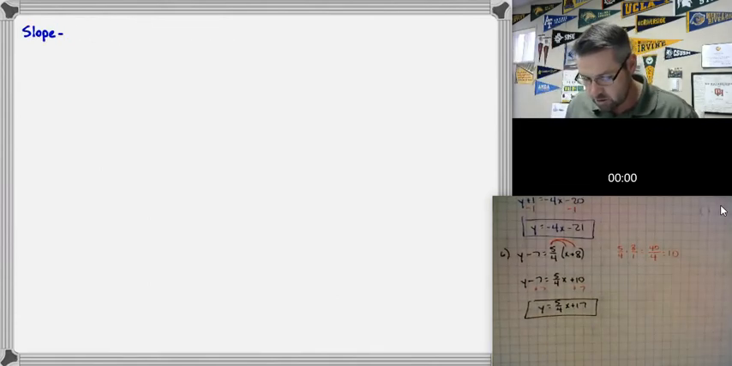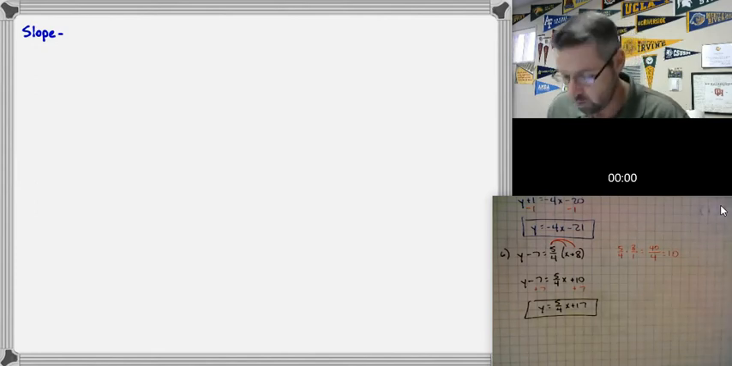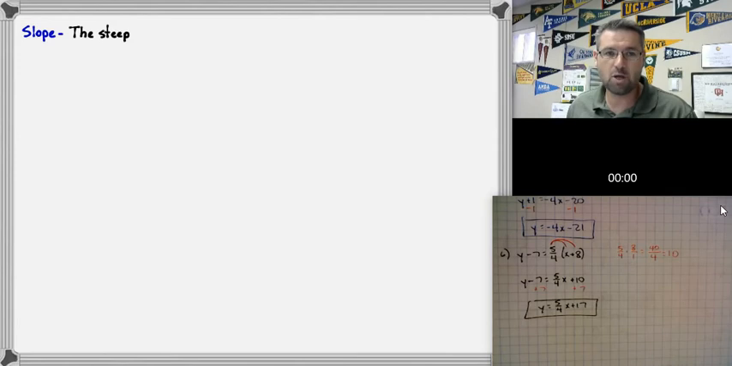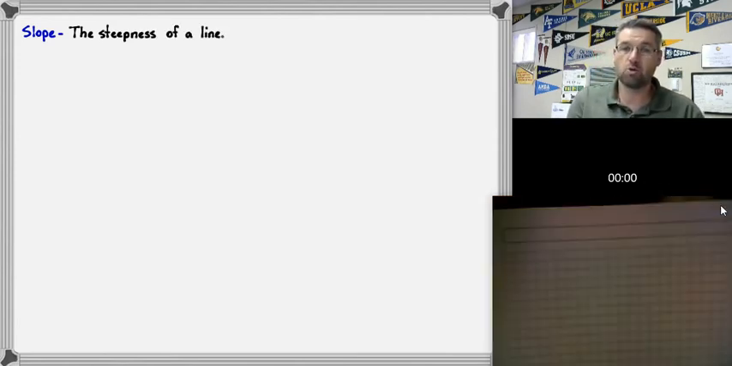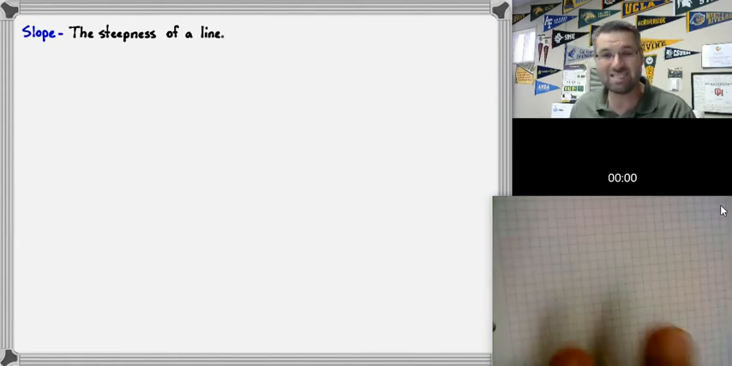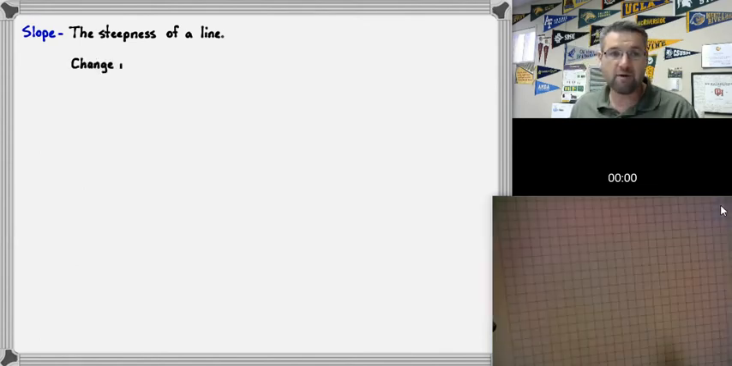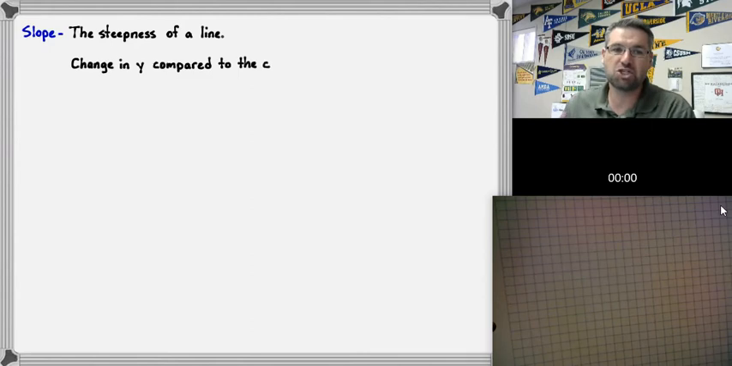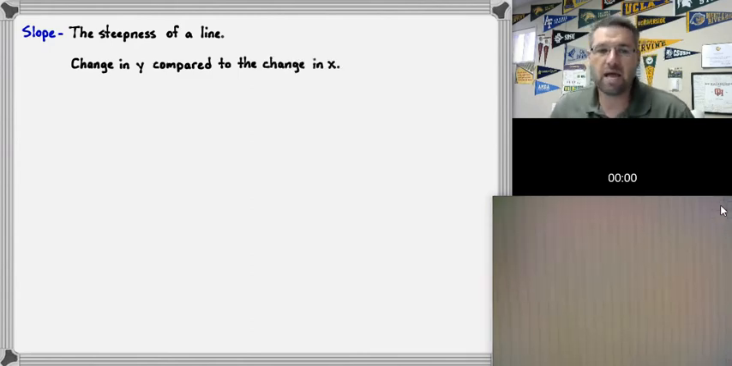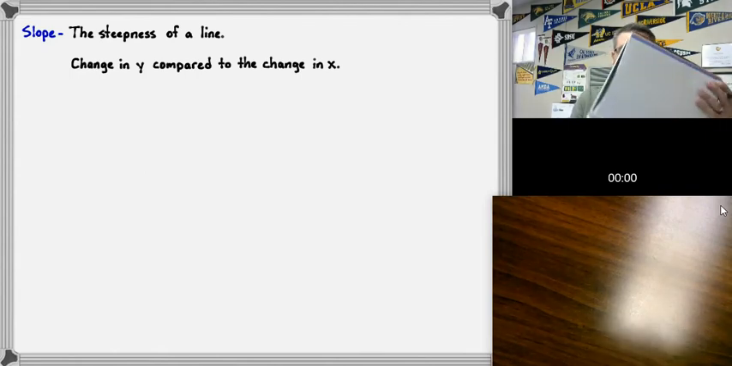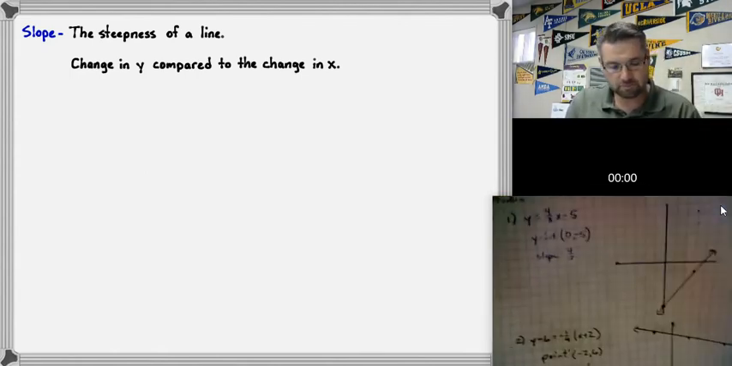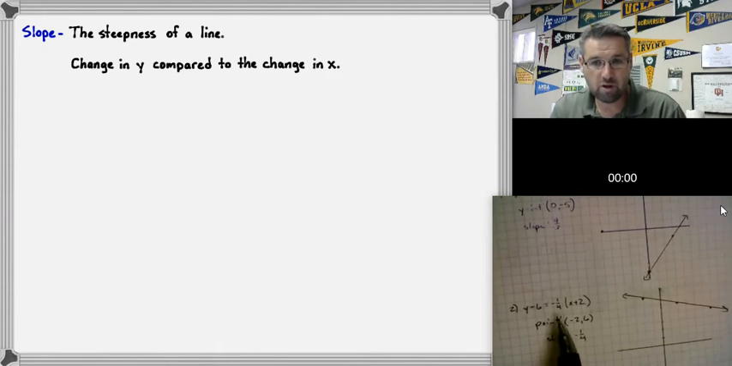Let's go ahead and go on to our last slide, talking about slope and more of the analytical approach to slope. Remember, the slope is the steepness of a line. So this should be on your right-hand side of your notes. Another way to look at it is the change in the y's compared to the change in the x's.